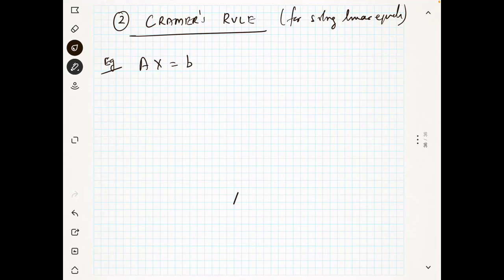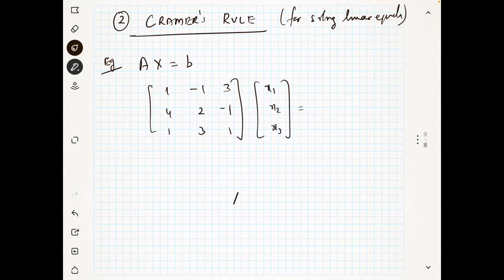You see here 1, minus 1, 3, then 4, 2, minus 1, then 1, 3, 1, multiplied by x1, x2, x3 is equal to 5, 0, 5. This is the Cramer's rule. This is the equation. Now we are solving by using the Cramer's rule.